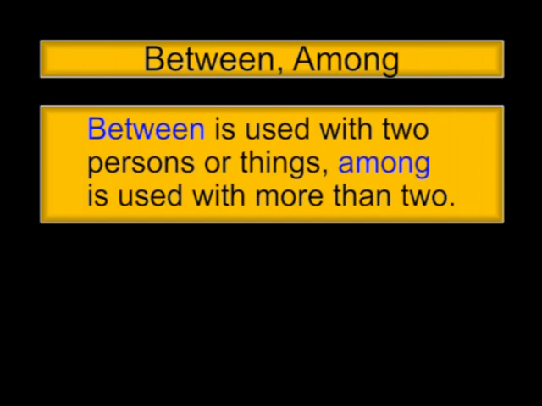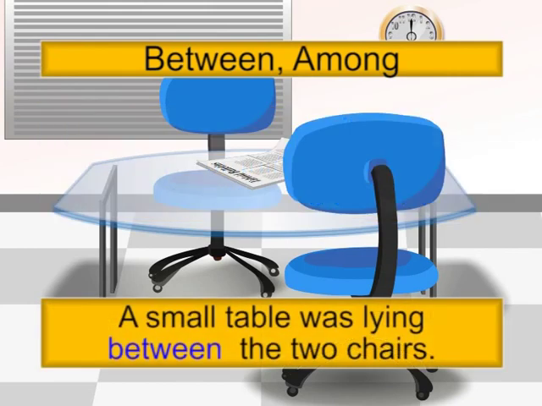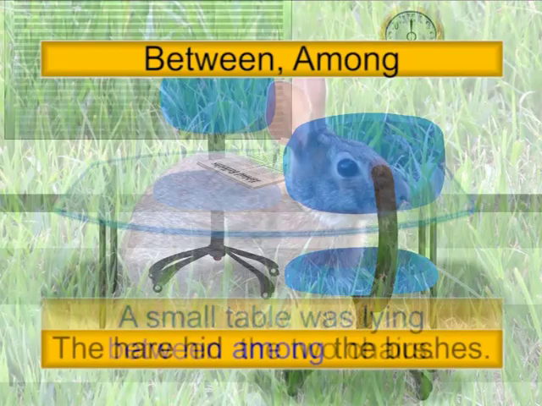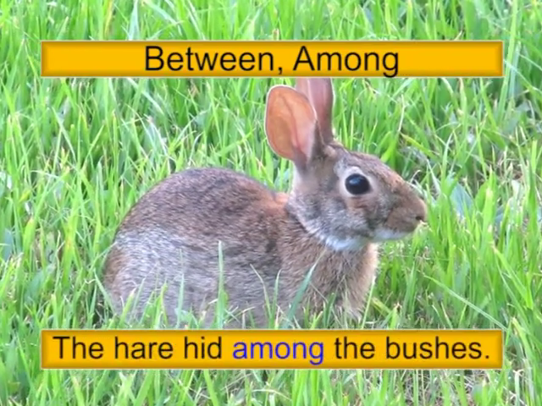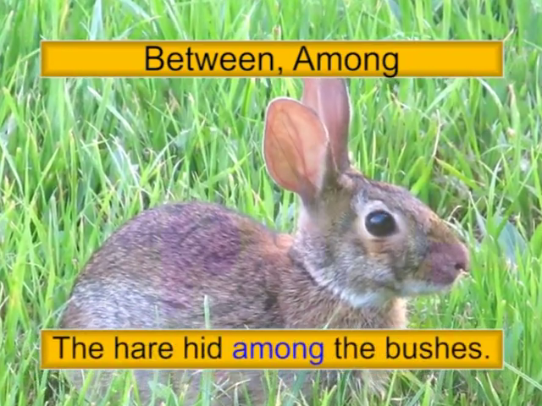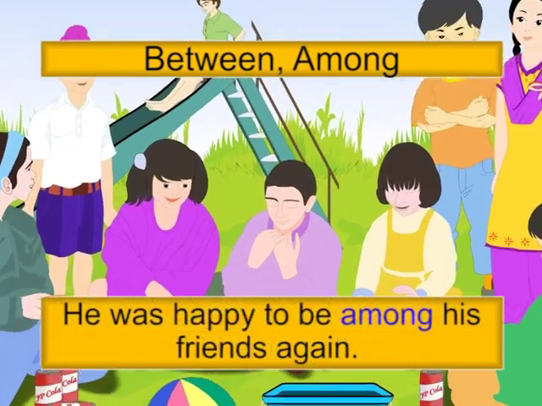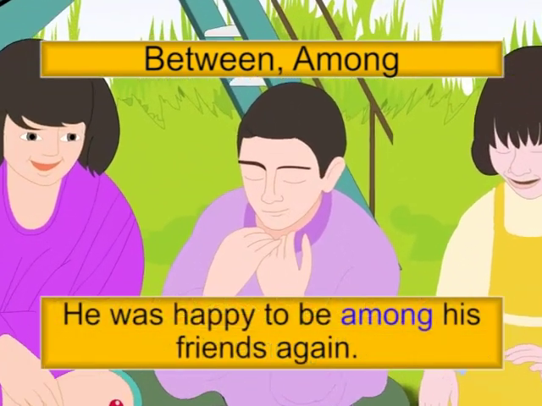A small table was lying between the two chairs. The hare hid among the bushes. He was happy to be among his friends again.